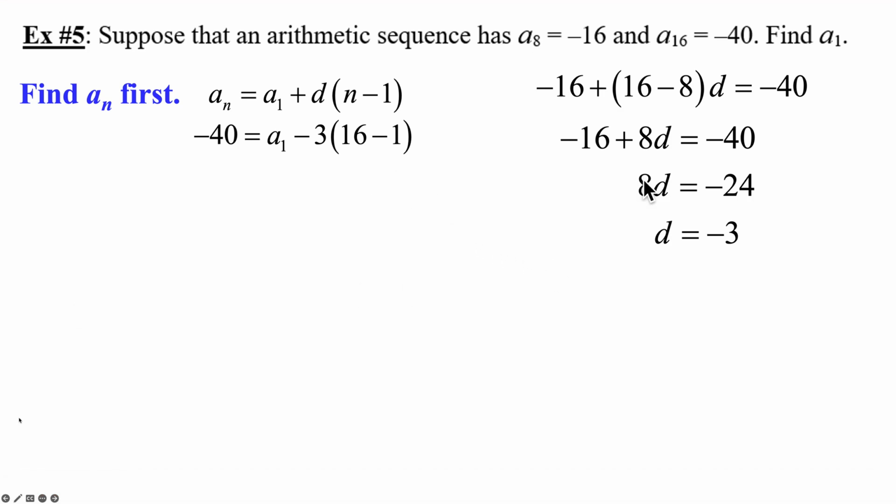All right, well, again, pick a point to find a sub 1. I chose the second one. You can choose the first one. It's okay. So negative 40 equals a sub 1 minus 3, 16 is the n, minus 1 is 15. 3 times 15 is 45. So minus 45. We'll add that over to the other side. A sub 1 is 5. So I could either write my sequence function, or we just had to find a sub 1. And we have done that.